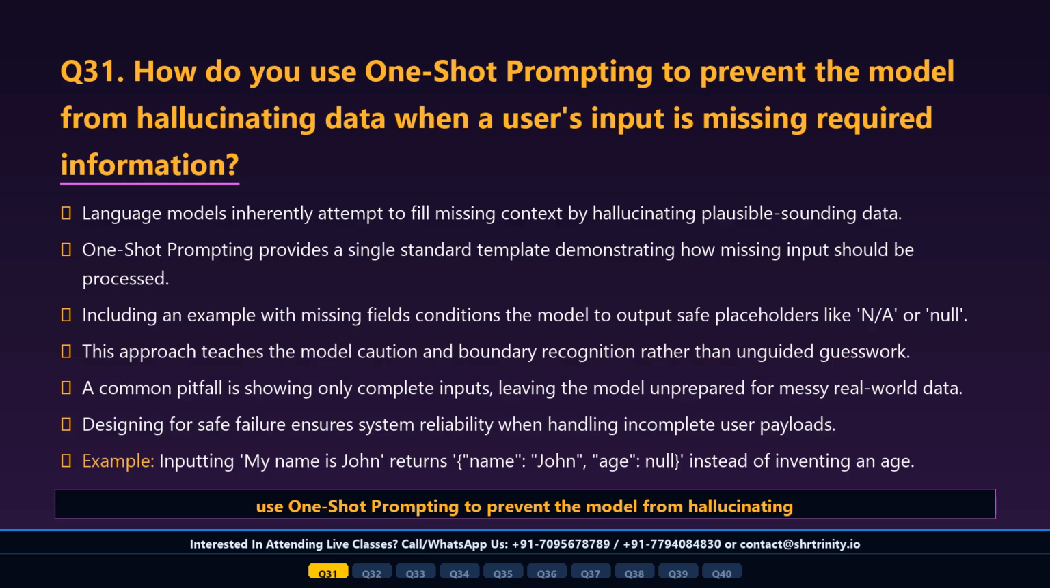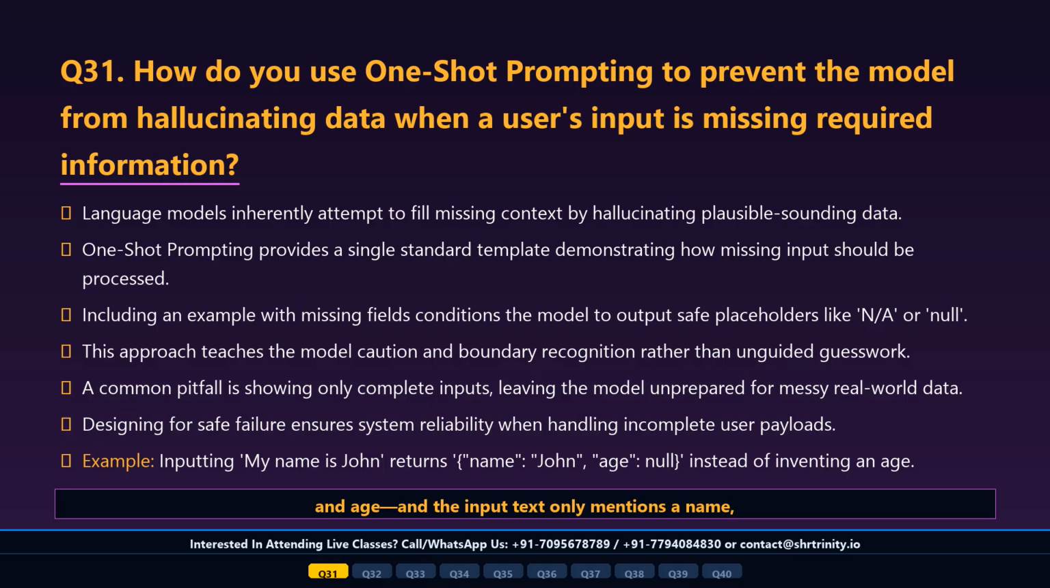How do you use one-shot prompting to prevent the model from hallucinating data when a user's input is missing required information? Welcome back. Today, let's talk about handling missing data in LLMs without triggering hallucinations. You see, language models are probabilistic text completers. When you ask for structured data, say, a user's name and age, and the input text only mentions a name, the model's natural impulse is to invent an age just to complete the pattern.